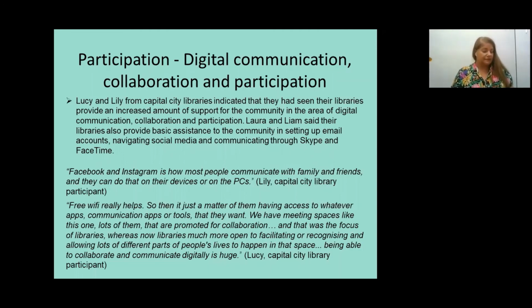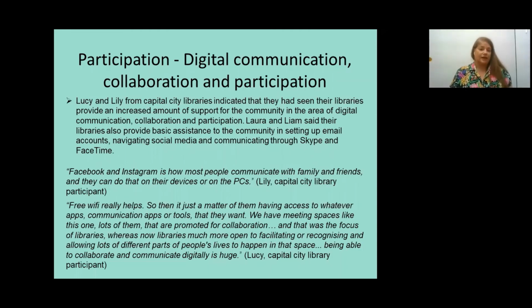Lily from a Capital City library shared that Facebook and Instagram were mostly used by library clients to communicate with family and friends, and that they did that on devices in the library or using the library PCs. She also noticed that there was an increase in businesses asking her library for assistance in setting up business pages.